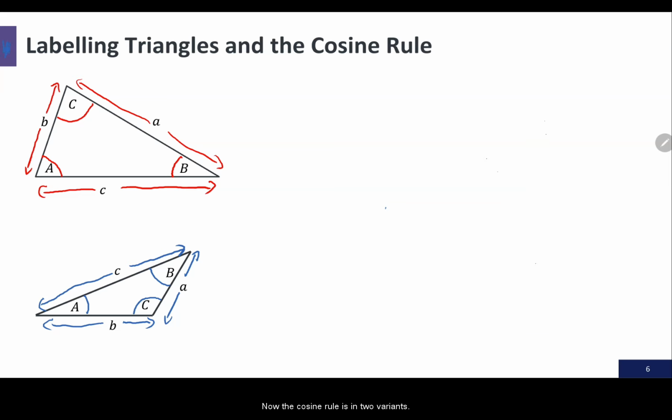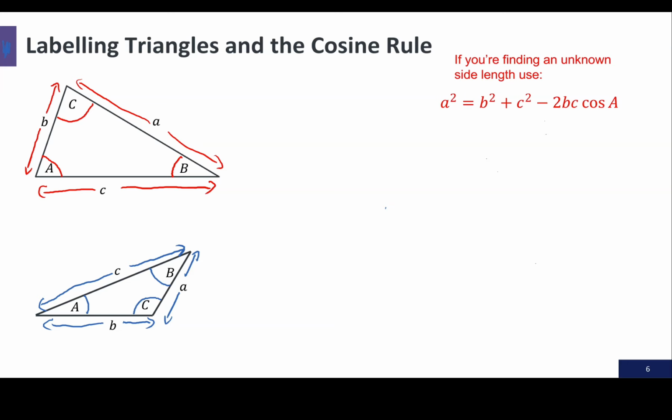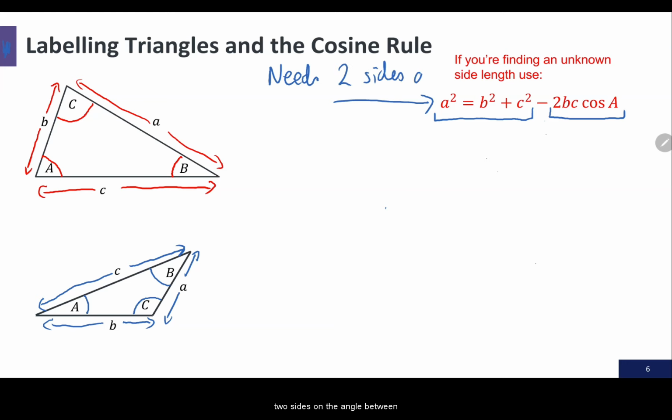Now the cosine rule comes in two variants. If we're finding a side length, it is almost Pythagoras, except we are taking away 2bc cos A. The easiest way to remember this one is that we need two sides and the angle between. Two sides and the angle between, cosine rule.